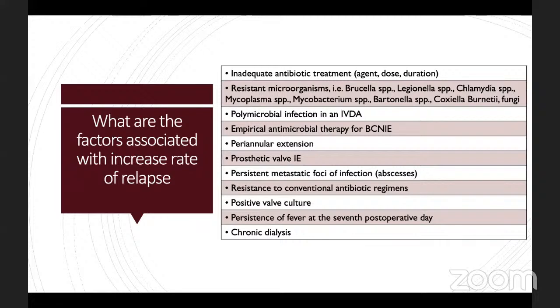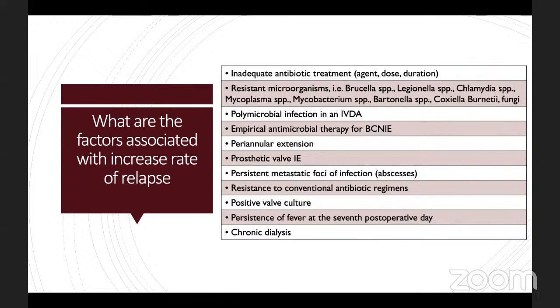What are the factors associated with increased rate of relapse? Inadequate antibiotic treatment, like the wrong agent, inadequate dose, or inadequate duration of treatment. Resistant microorganisms, most commonly Brucella, Legionella, Chlamydia, Mycoplasma, Mycobacterium, Bartonella, and Coxiella, and fungal infection.